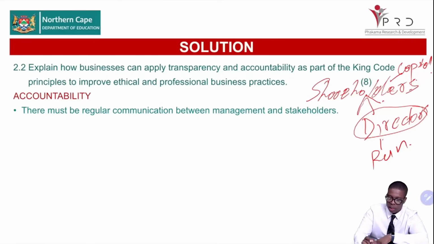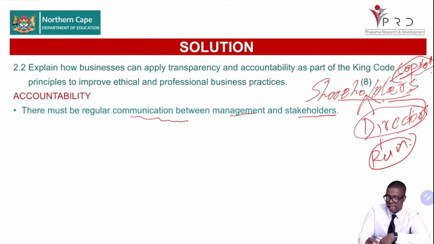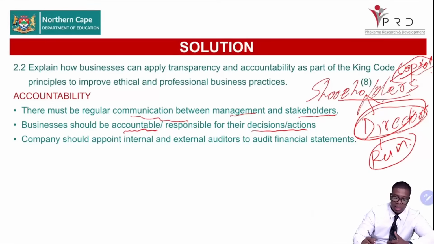To the what? Shareholders. Why? Because shareholders contributed capital. Hence, accountability is applied through what? Through saying there must be regular communication between management and stakeholders. Who is a stakeholder? A shareholder. And then why is there communication? Because as a stakeholder, you invested your money. Therefore, if you invested your money, you need to know how the company is running or operating, and the director should be giving you communication that will make you aware of how the company is running. The business should be accountable and responsible for their actions or decisions, which shows that they are accountable by giving answers and responding.